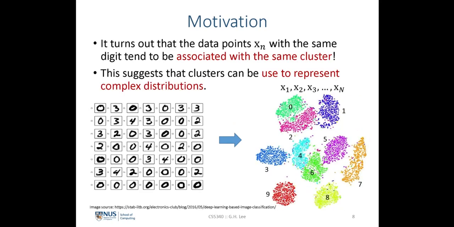And since it turns out that the data points with the same digit tend to be associated with the same cluster, this means that all the digits that are close to each other tend to form clusters together. They tend to be nearest neighbors in this feature space. What this suggests is that clusters can be used to represent the complex distribution over the different handwritten digits in this MNIST dataset, for example.